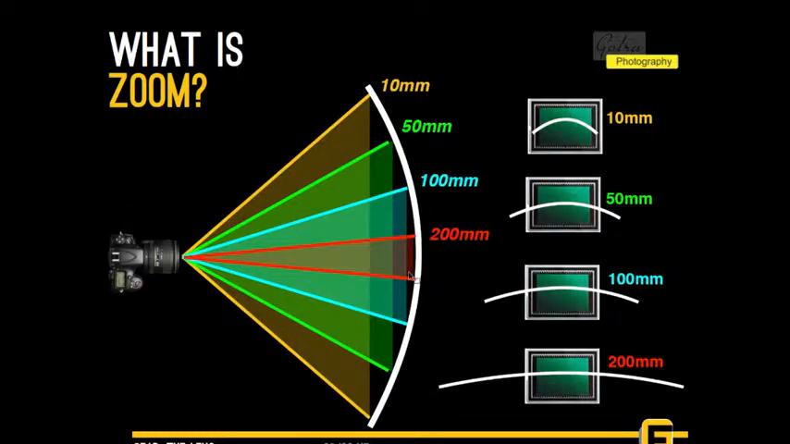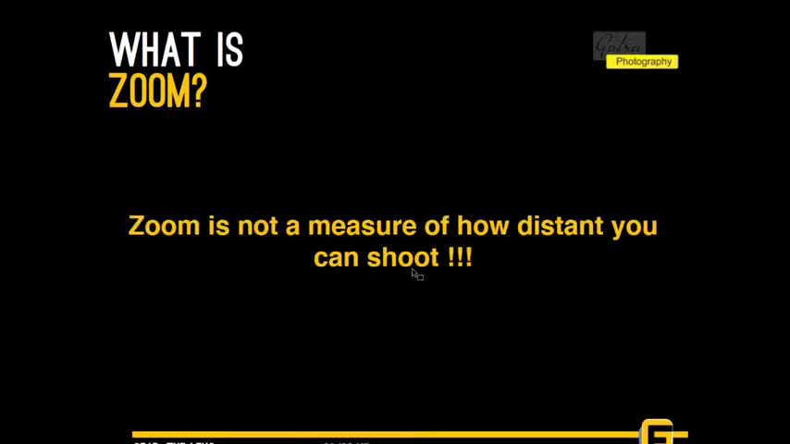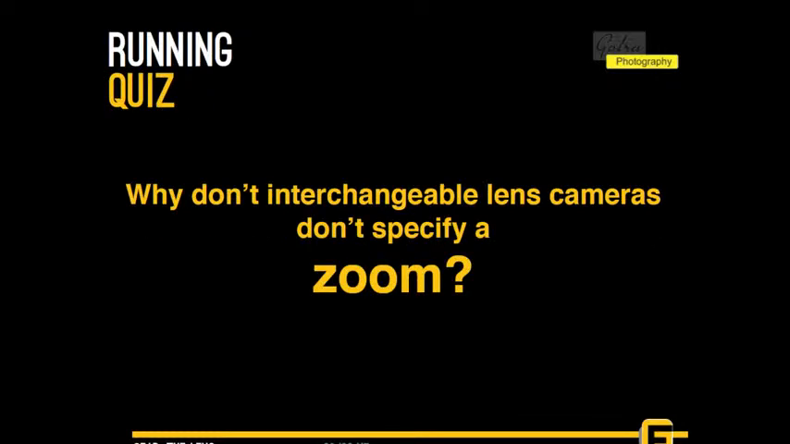Now zoom is quite different. What zoom does is that it moves closer to the object. It's like a digital zoom basically. It is not a measure of how far a distance you can shoot. Why don't interchangeable lens cameras specify a zoom? Usually zoom is better if you want to take, because zoom in the camera is sometimes the digital zoom.